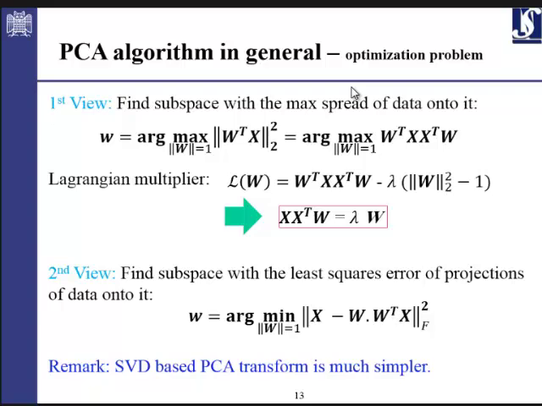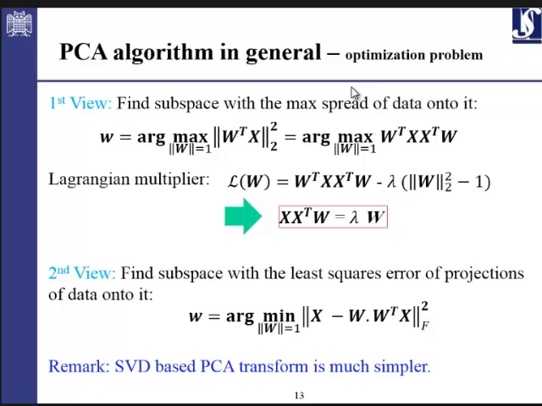Because this objective function, the L2 norm squared, is a convex function, you can use the Lagrange multiplier and turn the constrained problem into an unconstrained one. It's simpler. Taking the derivative with respect to W, you can get the values of W. In this case, W is the projection vector that gives you the idea that you desired. So based on the view, we can set up the objective function.